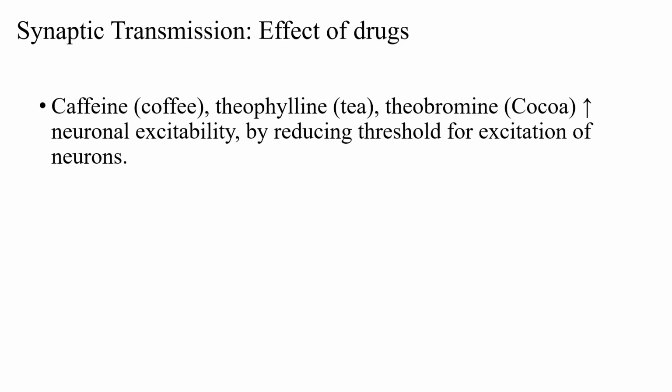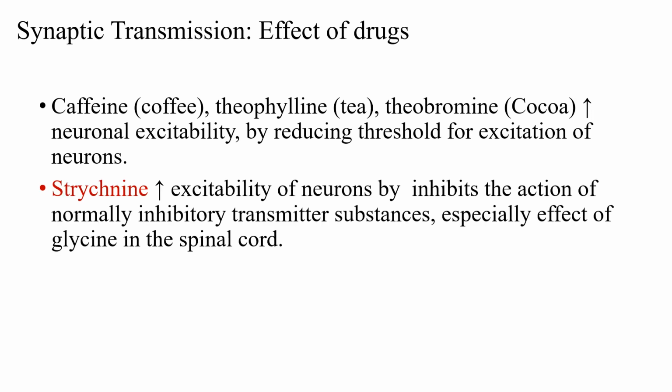Drugs we discussed, like caffeine, theophylline, theobromine, will increase the neuronal excitability and reduce the threshold for excitation of the neuron. Strychnine increases excitability of neurons by inhibiting the action of normally inhibiting neurotransmitter substances. Strychnine inhibits the inhibitory activity, right? Like glycine in the spinal cord. Glycine, another neurotransmitter, I told, is inhibitory.